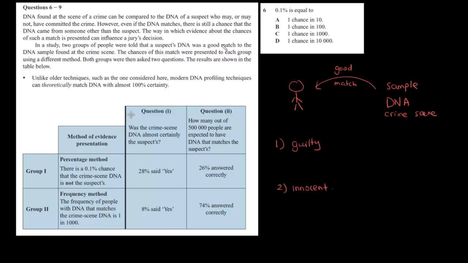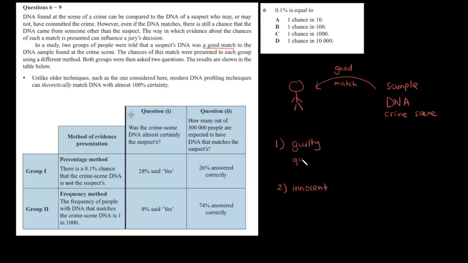So when it says a good match, it doesn't mean it's an exact match, right? So it's a good match. And why does it say it's a good match? Because there is a tiny bit of chance that this DNA isn't actually belonging to this person. So when it's a good match, we can make two conclusions. It's that this person is guilty.